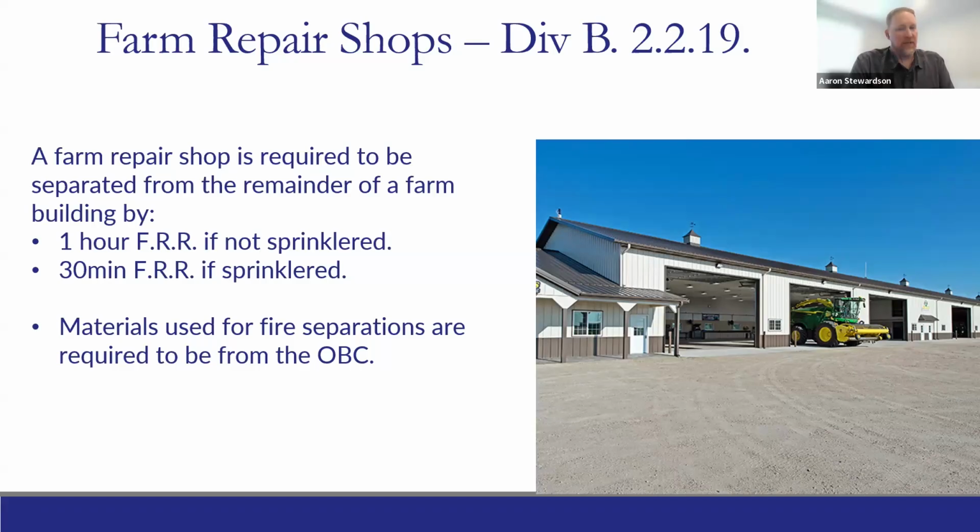Materials used for fire separations now have to be under the Ontario Building Code. Previously with the National Farm Building Code, it was always materials that were listed in the national code that were to be used for the building. So now in this case, we're into the Ontario Building Code, which is going to require more use of non-combustible construction and elements that reduce the spread of fire.